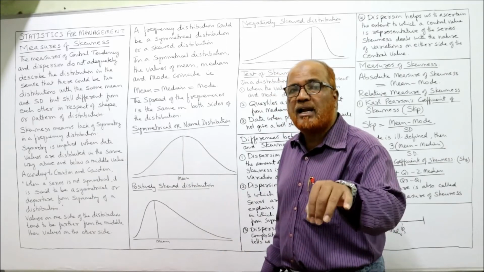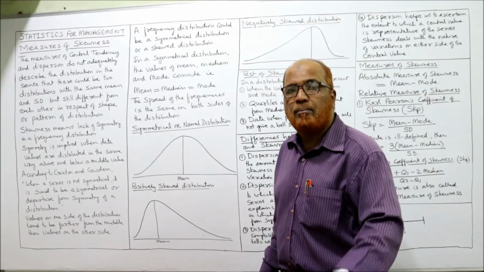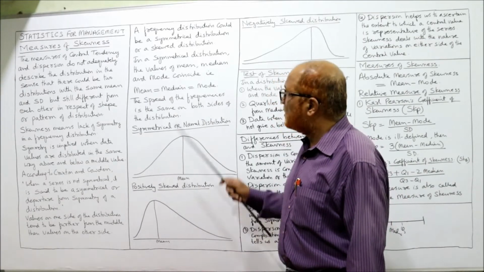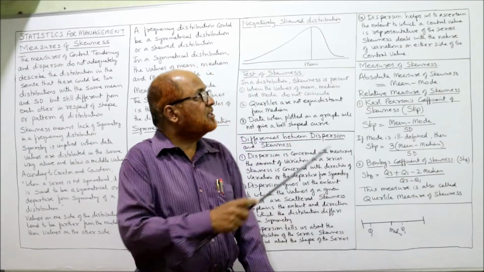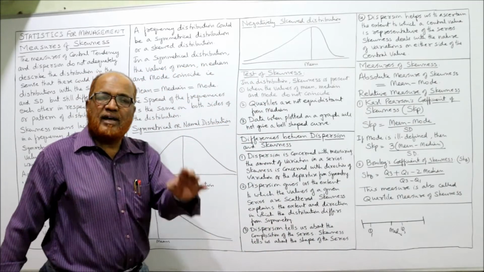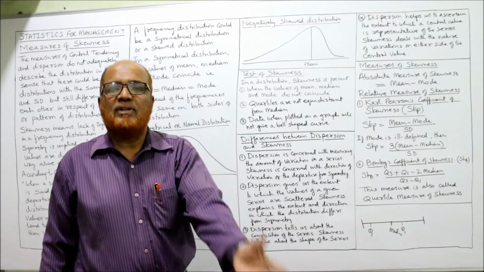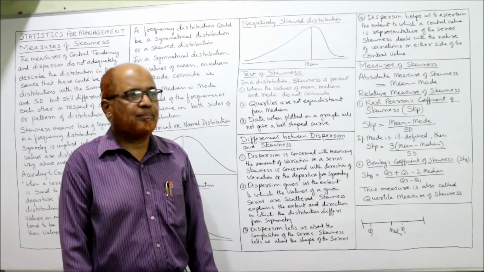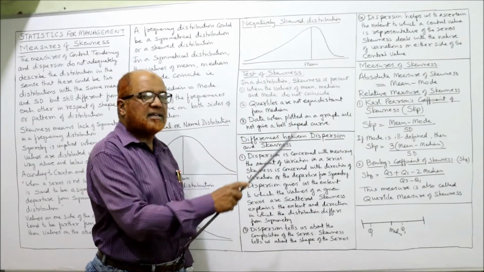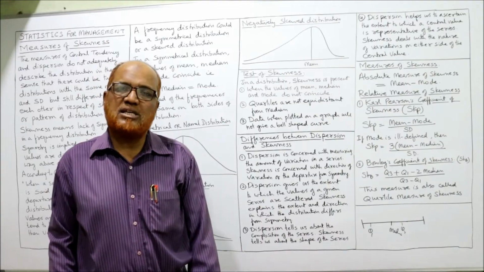But when skewed data is there, it will not be bell-shaped. This is not bell-shaped. These two are not bell-shaped. So when the data is skewed, it is not bell-shaped. These are the tests to find the skewness.